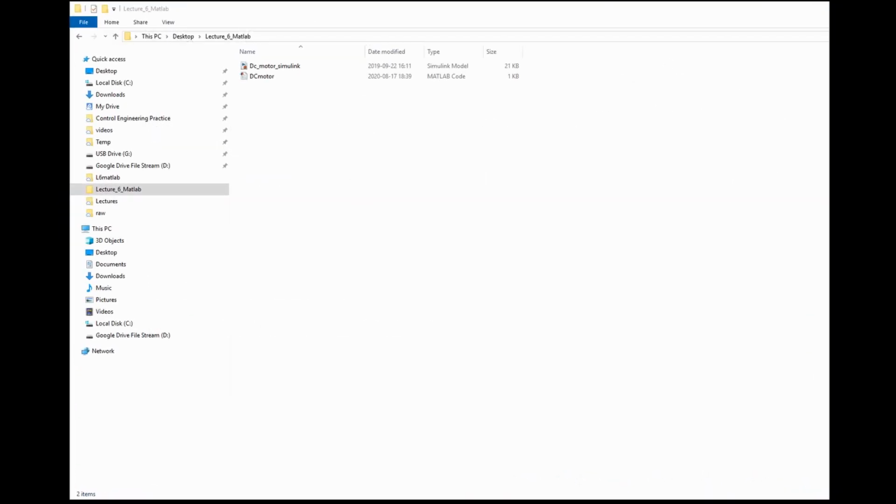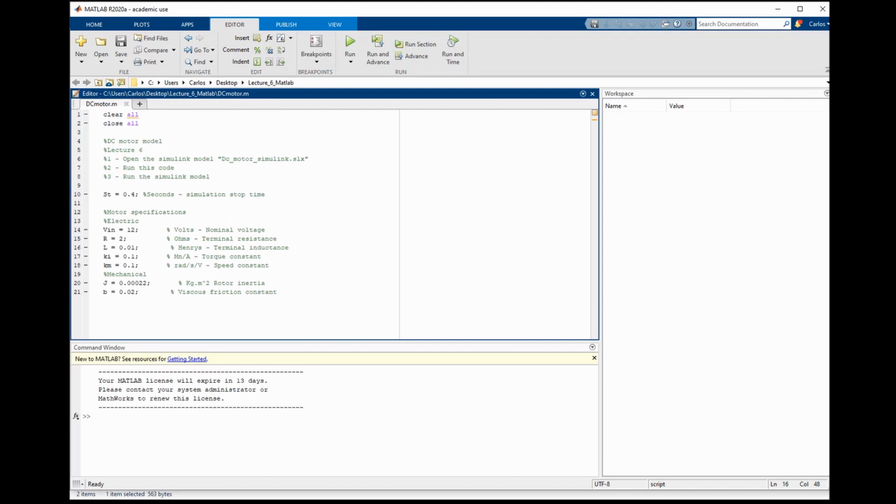The document posted on Canvas has two files. The first one is a MATLAB file and the second one is a Simulink file. Let's start by opening the MATLAB file. This MATLAB file declares all variables that we are going to use in the Simulink model. Here we have the input voltage to the DC motor, the winding resistance, the inductance, the torque and speed constant, the inertia and friction. Run the code to send these variables to the workspace.